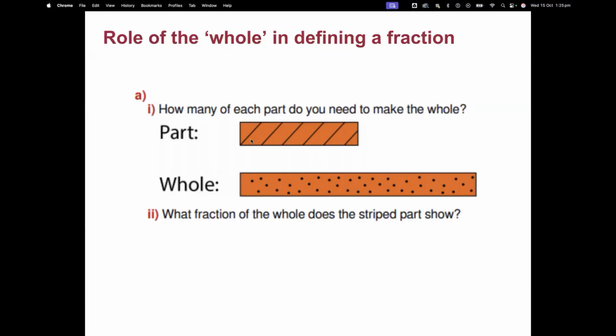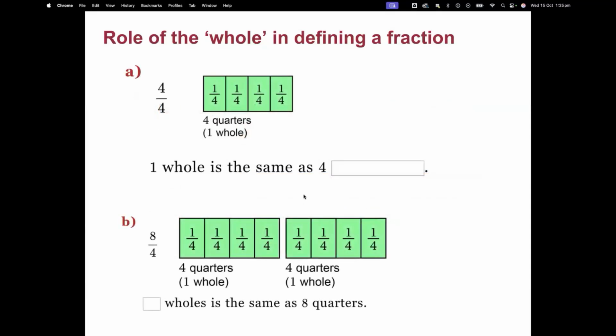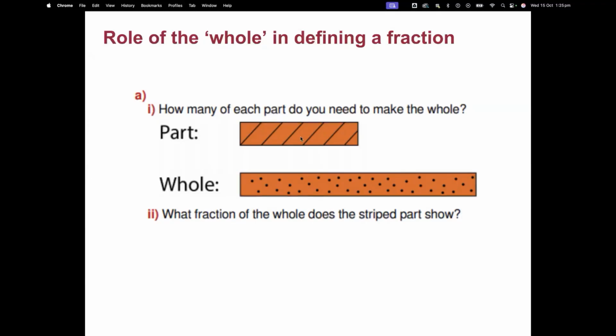And this is what this question is doing. So it's defining the part and defining the whole. And we're saying, well, what fraction of the whole does the striped part show? And so it's 1/2 here, but they get trickier. And I haven't shown any of the trickier examples, but you can imagine, if the part was smaller, a student would need to estimate how many of them they would need to make the whole, and therefore what fraction the part is showing.